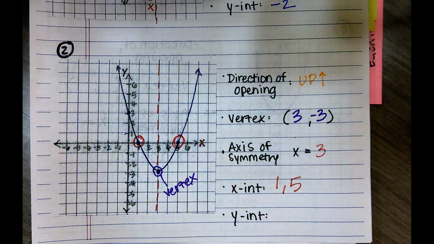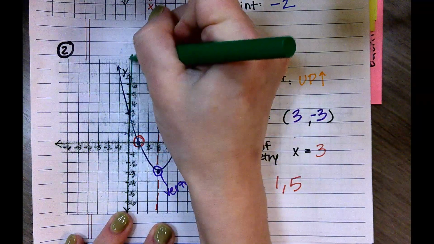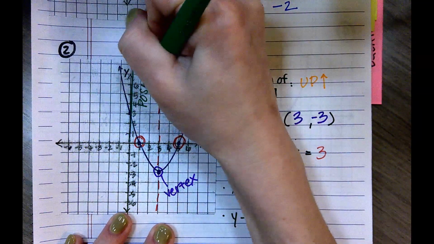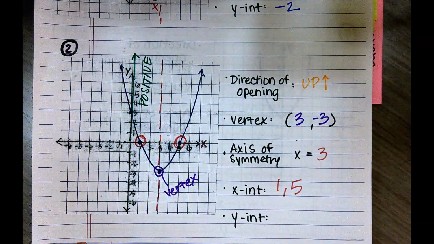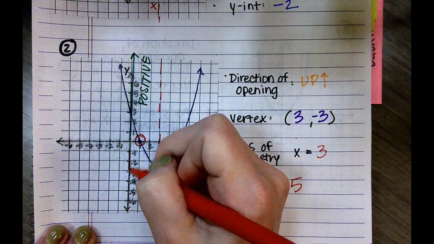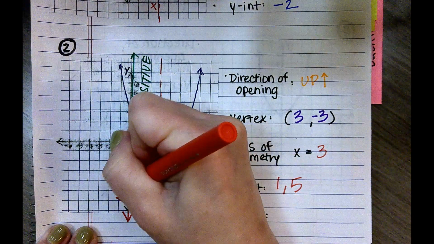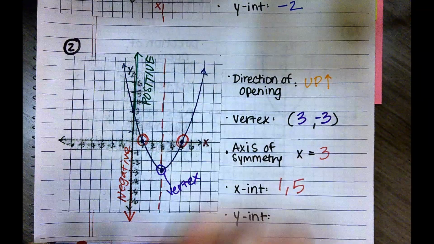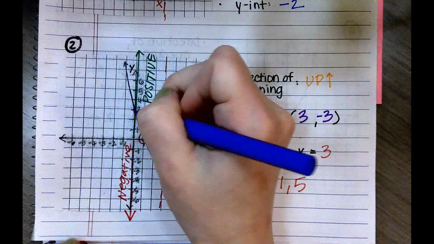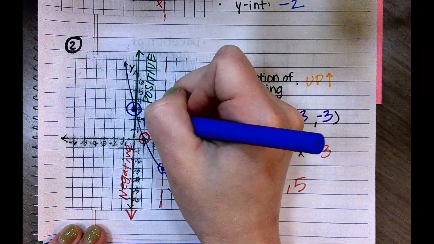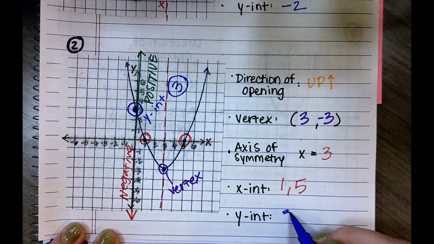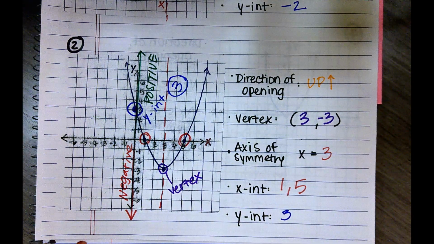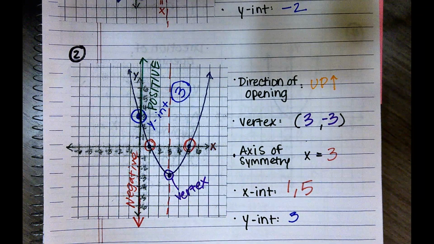Above the x-axis, if we need to mark that, these are positive numbers. It's only negative when it goes below the x-axis. So 3 is correct for our y-intercept. Y-intercept is 3. All right, we got it.